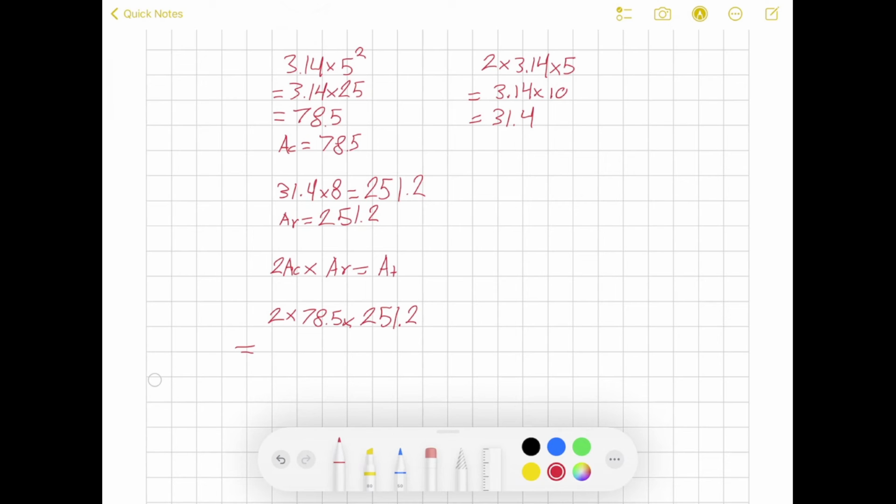So if we multiply 2 times 78.5, we get 157. So write that down, 157. And we multiply that by 251.2. Sorry, I accidentally multiplied. I meant to add. So if we add everything together, we're going to get 408.2, which is our surface area. Once again, remember to put our measurements, centimeters squared, and that's our answer.